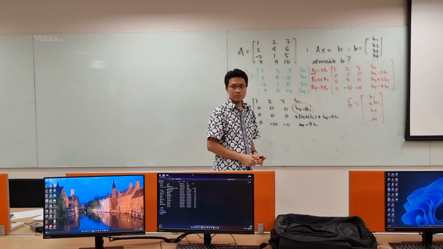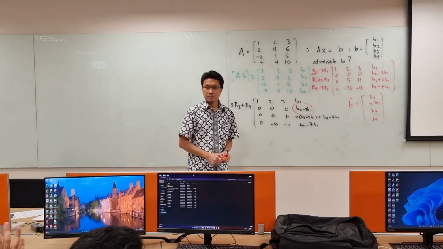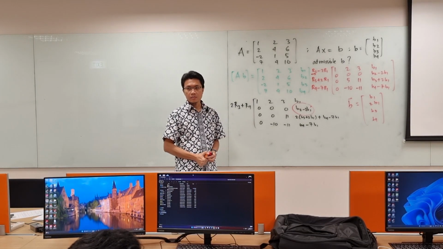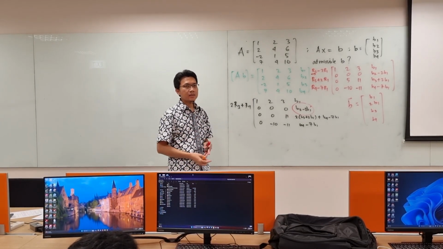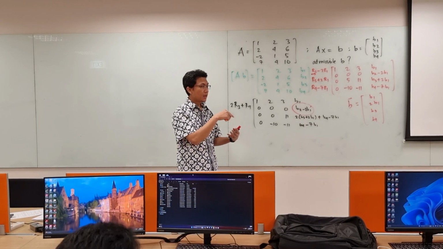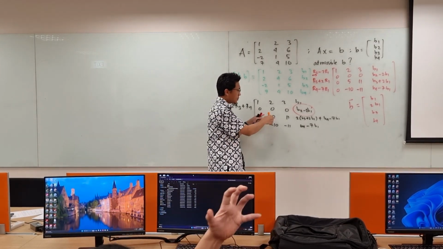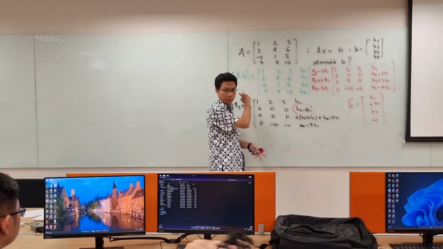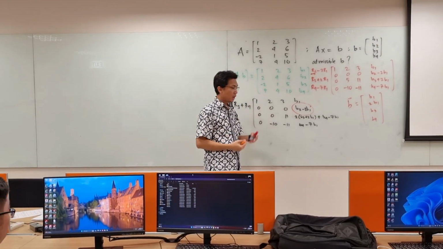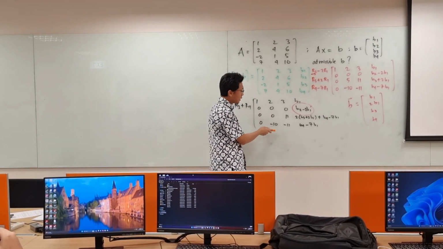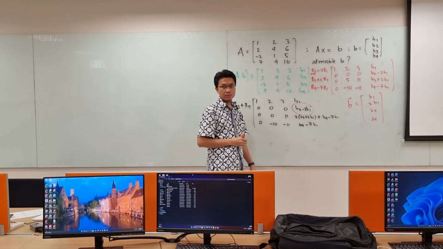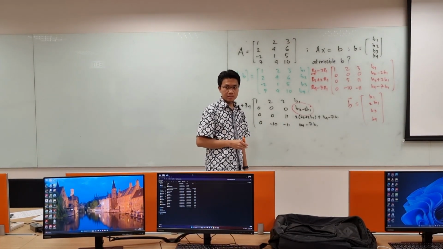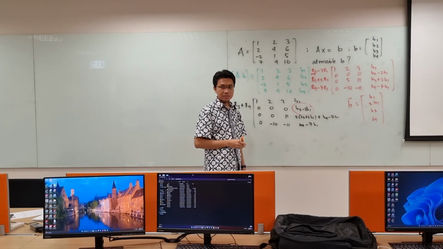I'm a bit confused. That's why if we use Gaussian elimination we have to make an upper triangle. No, upper triangular is just to guide you that you eliminate the bottom row by using the top row. Okay. But if I know what I'm doing, I can eliminate the top row using the bottom row.